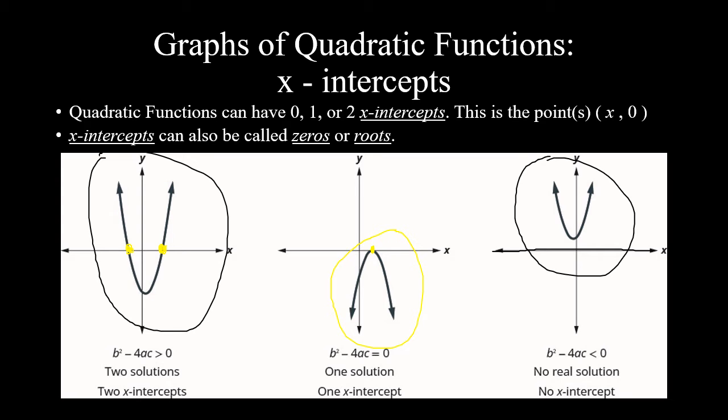Which begs the question, how do we find them? With quadratic functions, the x-intercepts are very important, you guys. So we want to be able to find them. We need a systematic way to find them. And there is a really nice formula that allows us to do just that. We're going to talk about that on the next slide.